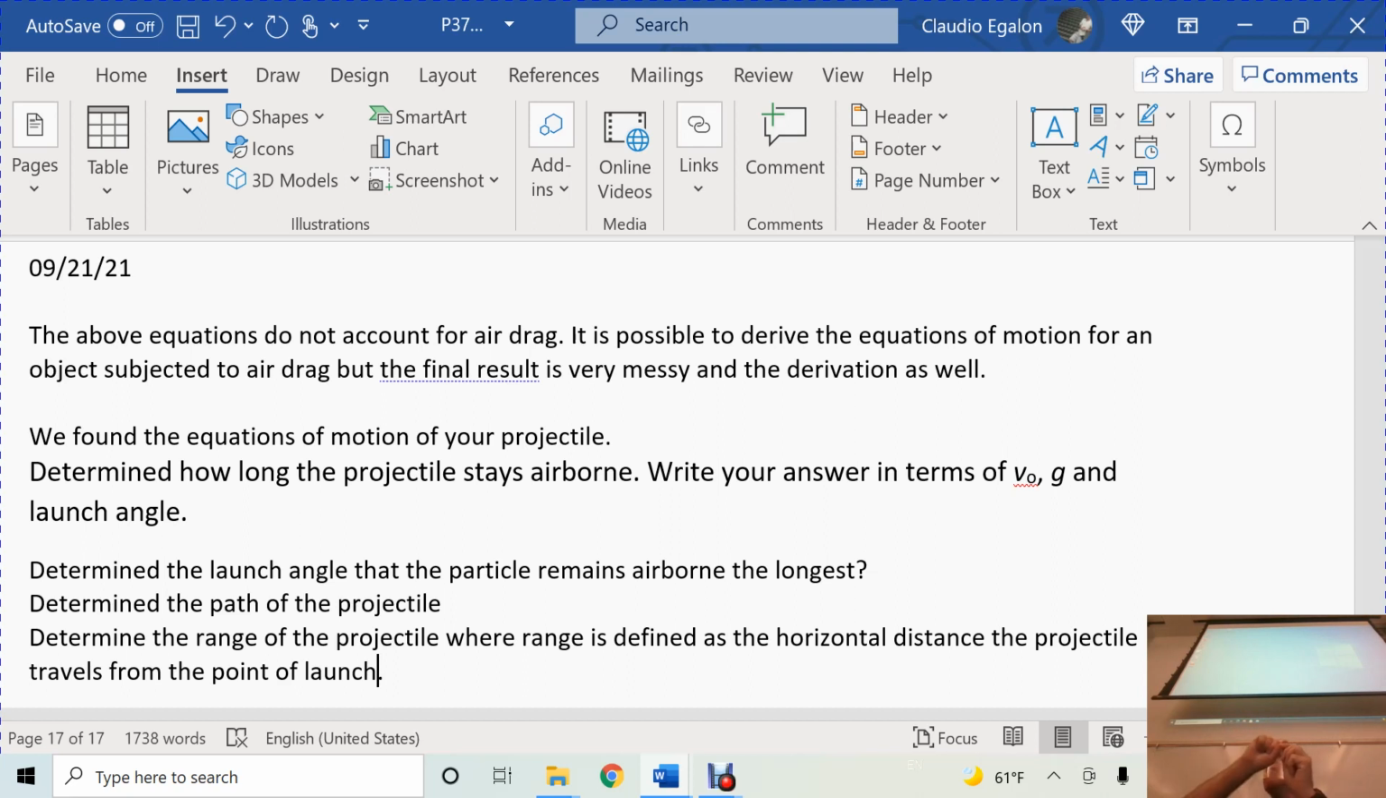Okay, so that's their definition. Our definition of range is the horizontal distance from the point of launch to where our projectile impacts the ground. So here I launch my projectile right in here, boom. It impacts the ground right in here. That's the range. That's how we define the range.